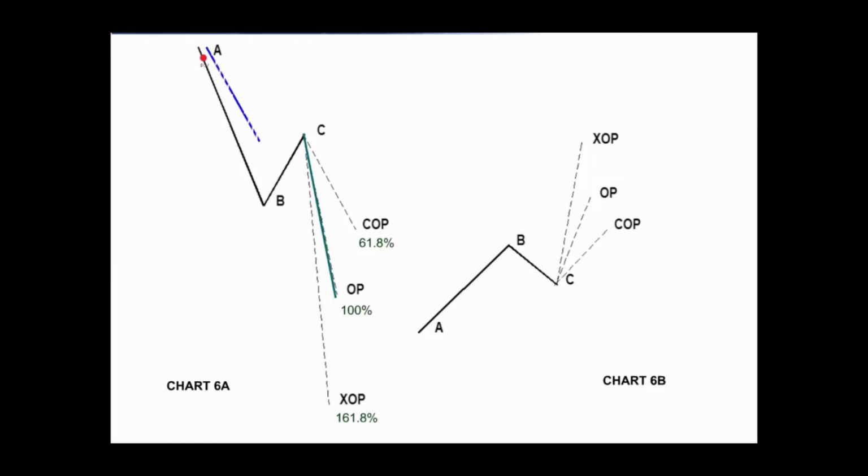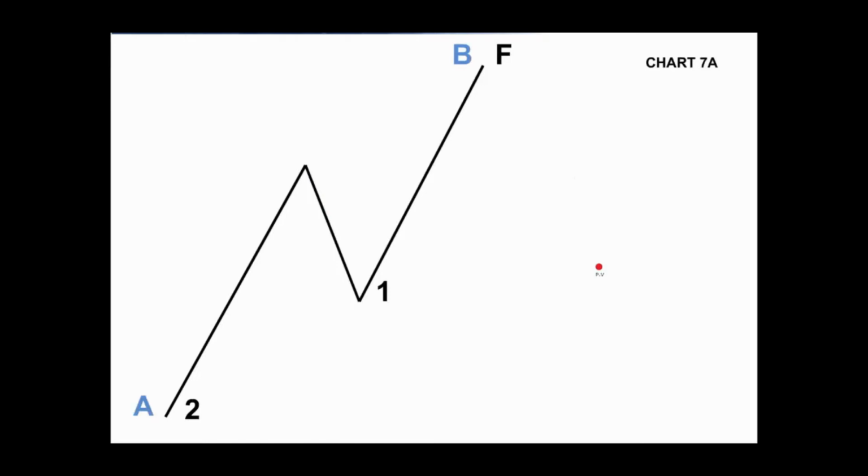Taking 0.618 of this AB move and plotting it from point C will give us the COP, which is the 0.618 expansion, and then taking the AB and multiplying it by 1.618 gives us this big line. Project that down from point C, and that will give you the XOP. At these levels, you could expect the market to at least pause or get some kind of support. Same for the resistance, so it goes both ways to calculate support and resistance.